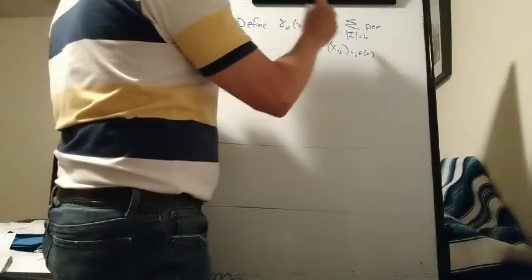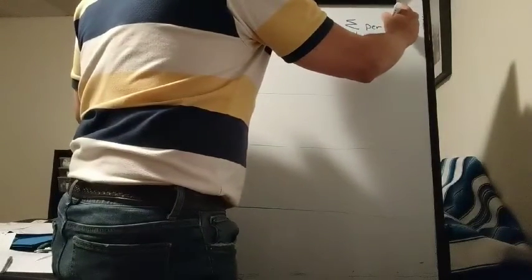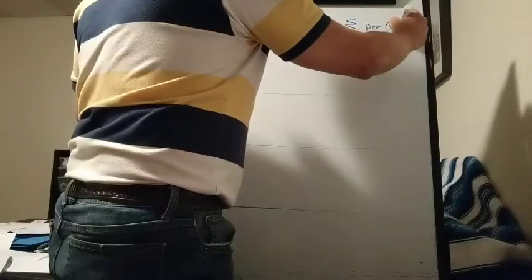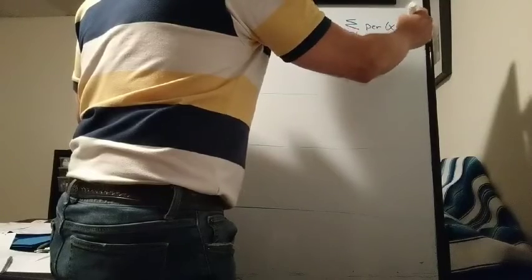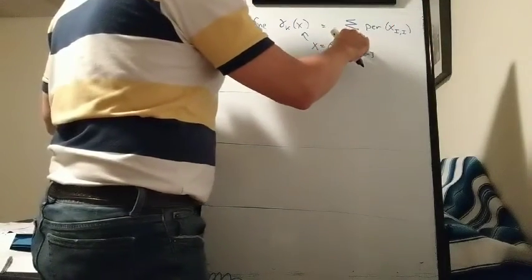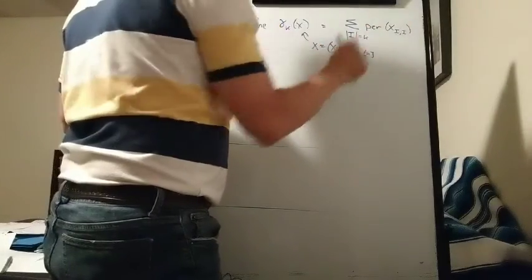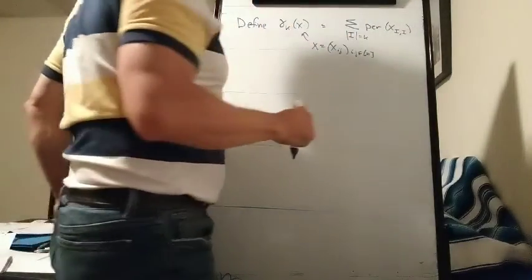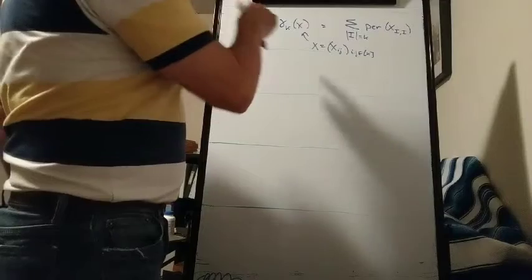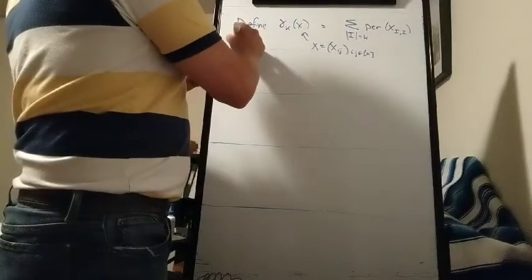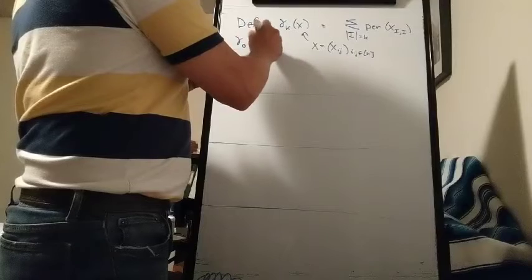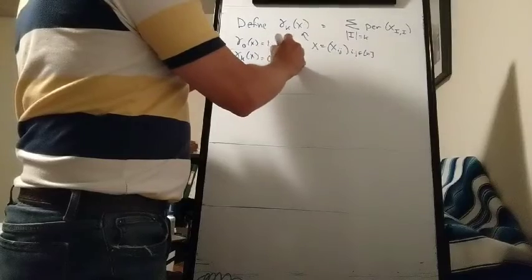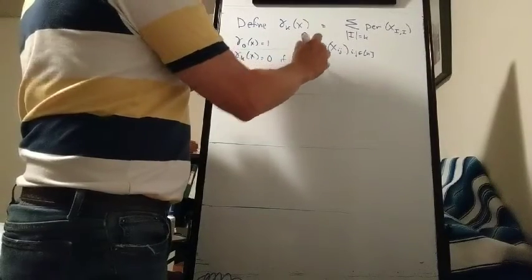So gamma k of x is going to be a sum of all permanents of k by k principal submatrices of x. So take a subset of cardinality k, use it as a row subset and a column subset, take the permanent of that. Sum of all these k by k permanents, where the row subset and the column subset are the same, is gamma k. And we'll define gamma of 0 to be 1 and gamma of k to be 0 if k is negative.